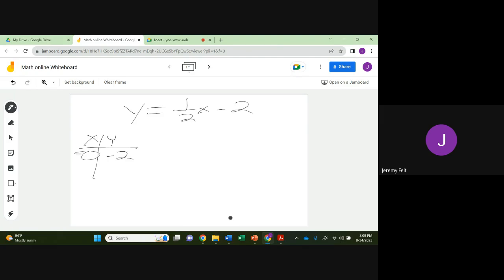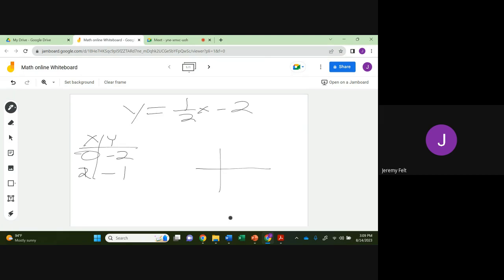Okay, then let's just plug in 1 for x. Or, yeah, we can do 1, that's fine. No, let's do 2, sorry, just to make it a whole number. So 1/2 times 2 is 2 over 2, which is just 1. So 1 minus 2 is -1. So we have 2 points. We could keep going. We could choose different values, but then we just need those 2 points to plot it.